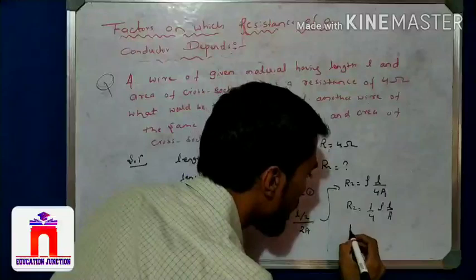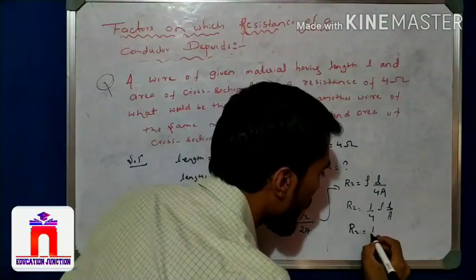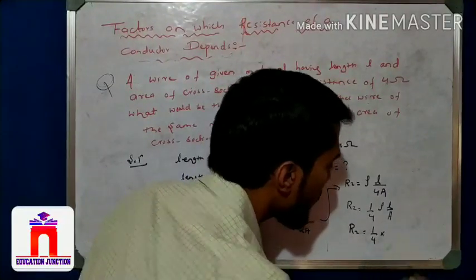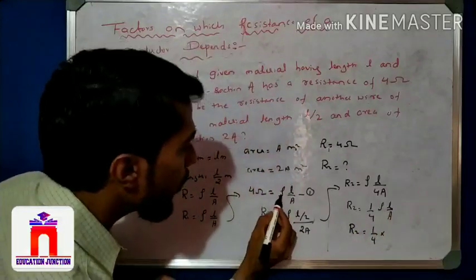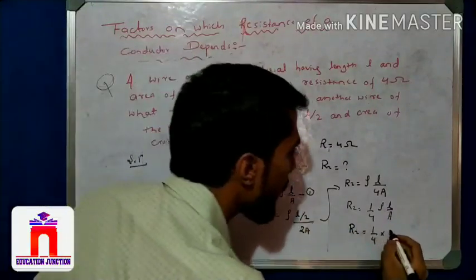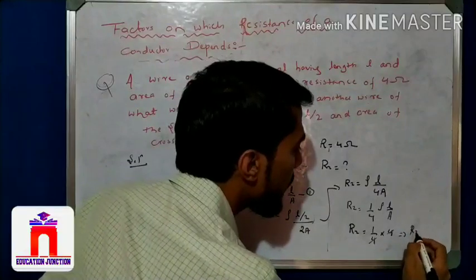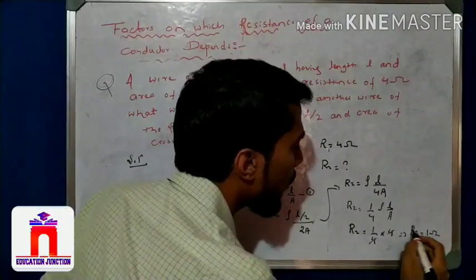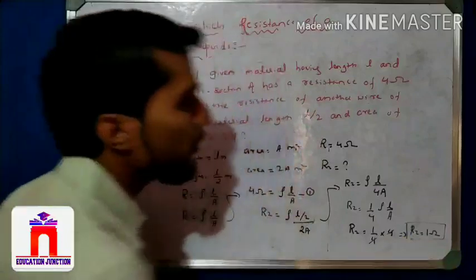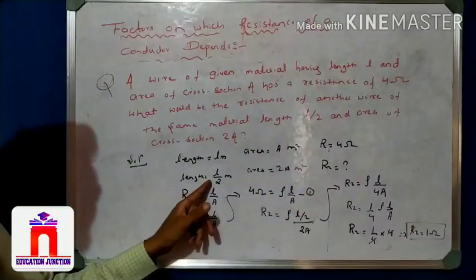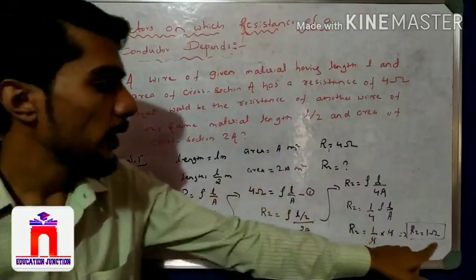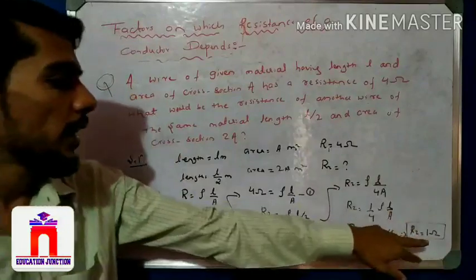So I can change this: R2 is equal to 1 by 4 times rho L by A, and rho L by A is nothing but 4 ohm. So I write here 4 ohm. The 4 cancels, so resistance R2 is equal to 1 ohm. This is the answer, right, students? When the length is halved, the resistance is halved, and when the area is doubled, the resistance is halved again.